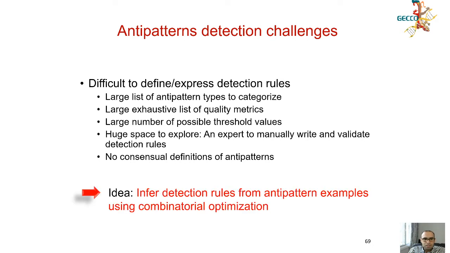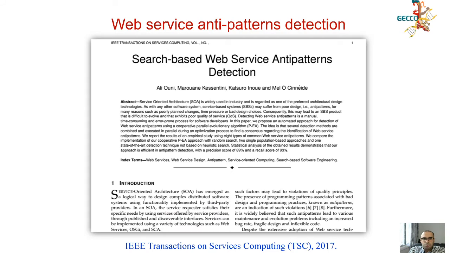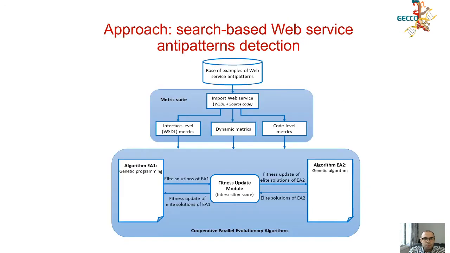So our idea in this work is to infer the detection rules from real-world instances of anti-patterns using combinatorial optimization. So we use search-based software engineering to find the combination between metrics that characterize the symptoms of the anti-patterns with their associated thresholds. So we want to have an automated search to infer these detection rules from real-world instances of anti-patterns. Our solution starts with a base of examples of web services that are collected from real-world web services on the internet.